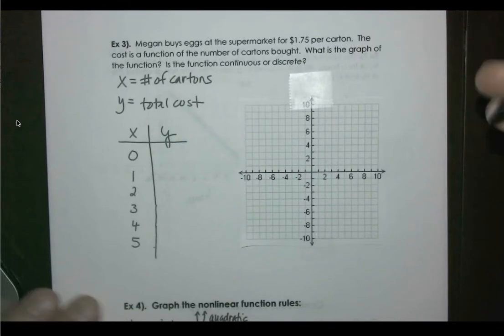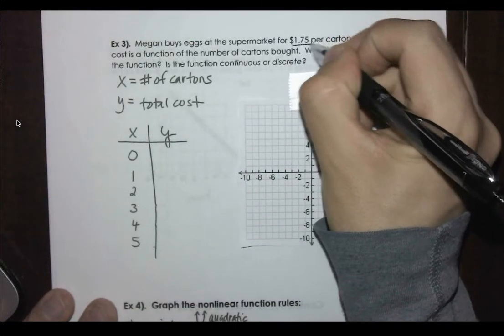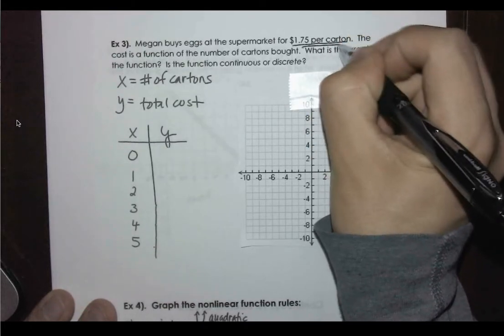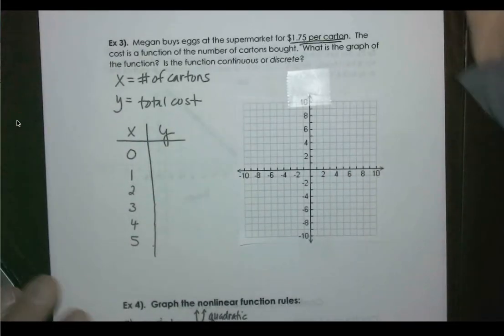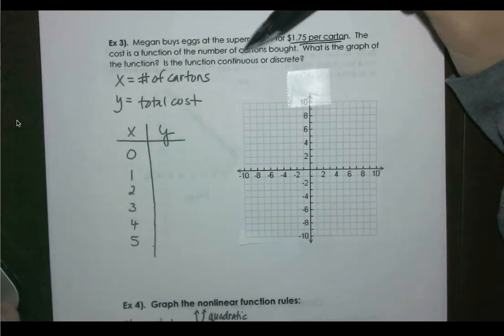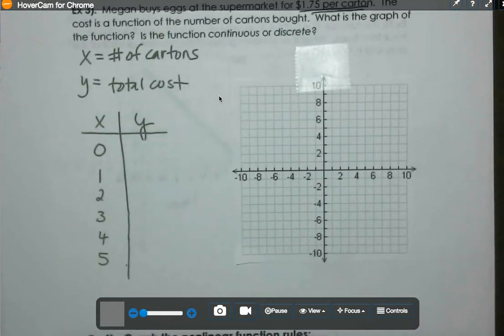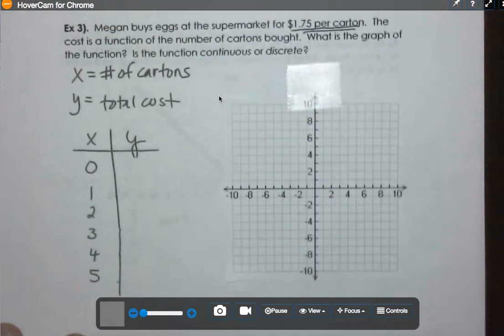We have Megan, who's buying eggs at the supermarket for $1.75 per carton. I see a number here, so I'm going to highlight on this because chances are it's important. The cost is a function of the number of cartons bought. What is the graph of the function? Is the function continuous or discrete? So I already helped you out, and I'm saying that x is going to be equal to the number of cartons. Y is the total cost.